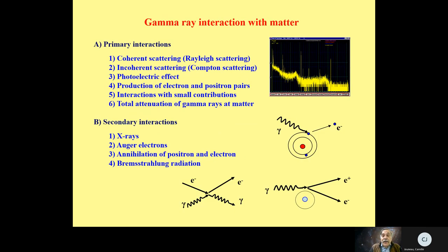I think that we will end this, and in the next lecture we will start with real lecturing of spectrometry. We will start with gamma spectrometry and with the three types of interaction and all these things. Thank you very much.